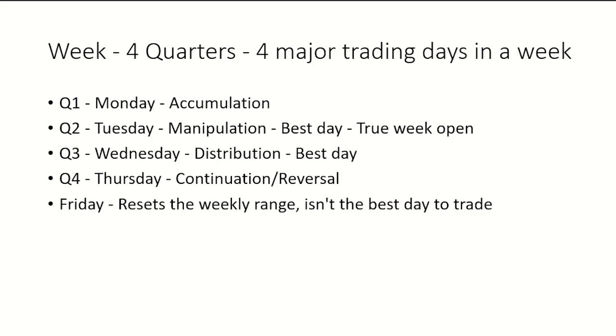Weeks. Yes, these quarters go all throughout, from sessions to weeks to months. Week, 4 quarters, 4 major trading days in a week. Q1 is a Monday, accumulation. Q2 is a Tuesday, manipulation, which is the best day or true week open. Q3 is a Wednesday, distribution, best day, again, kill zone. Q4 is a Thursday, continuation or reversal. Friday resets the weekly range. Is it the best day to trade? However, if you know where the weekly range is and you know its equilibrium, you can always trade this day.